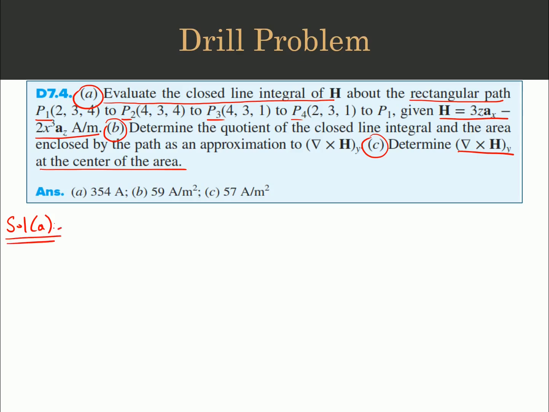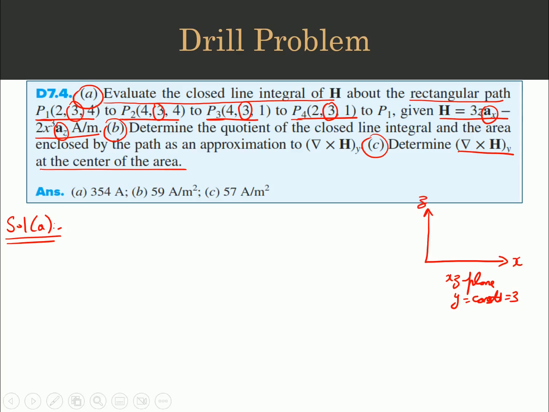Since it is a closed path, if I draw this rectangular path, it is going to be something like this. Do we need to draw the complete 3D picture? No. Why? Because the magnetic field intensity is along x and z, which means y is constant. So it is in the xz plane with y equal to a constant value. What is the constant value? If you look at all the values of points P1, P2, P3 and P4, you'll see that y is constant at 3. So we only need the z and x axes to plot the 2D image.